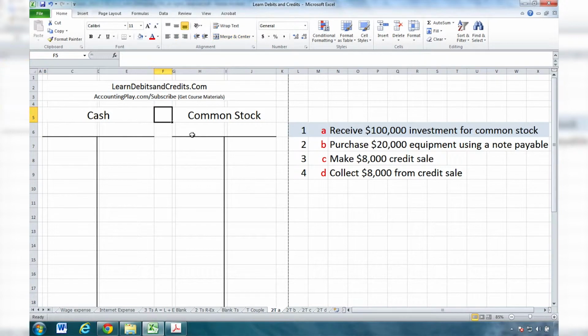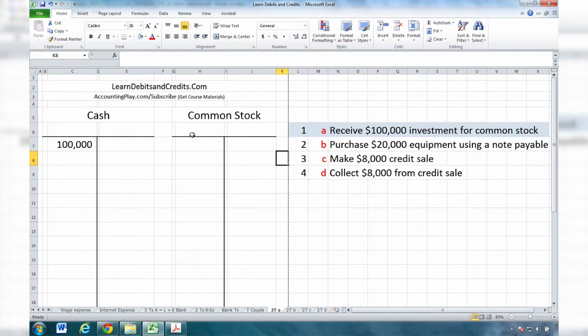Cash and common stock. This is your question. Receive $100,000 investment for common stock. I always say start with cash, okay? Cash is king. Cash is really useful when you need to buy stuff, right? Awesome. So check it out. Increasing cash: debit cash up, credit down. Okay, I am the business. I'm receiving cash, so I'm going to debit cash up, 100.